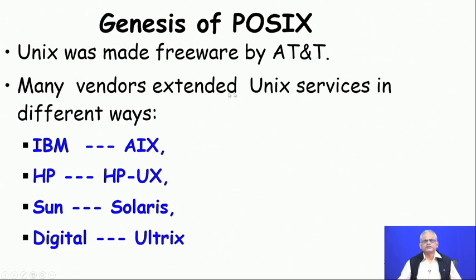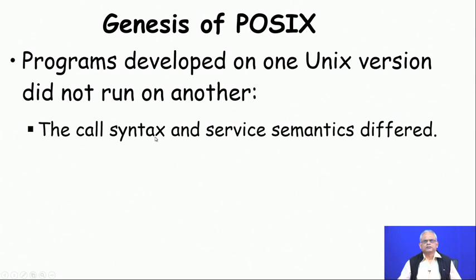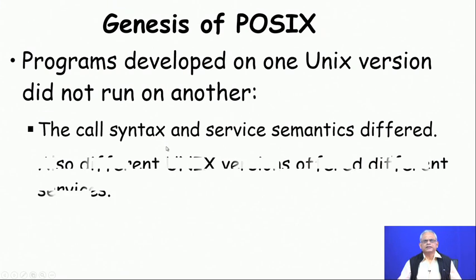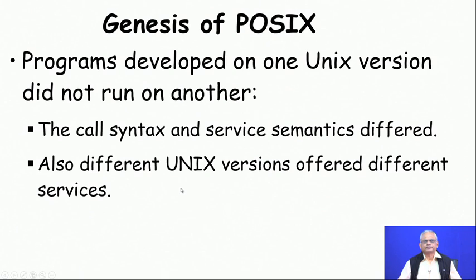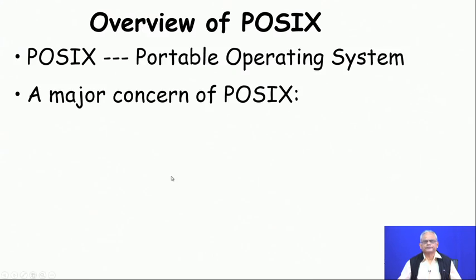Even though the Unix code was developed at AT&T, it was extended in various ways by different vendors, and the result is that Unix code became incompatible. If you write an application on one platform, it will not run on another platform, because the syntax and the service semantics differed. The different Unix versions offered different services. So, you develop code on one version, it will not work on another version.